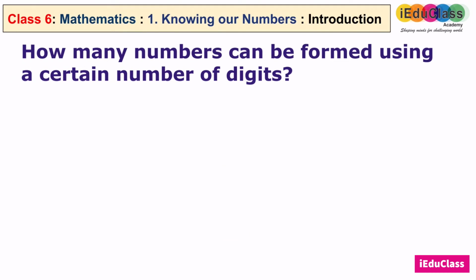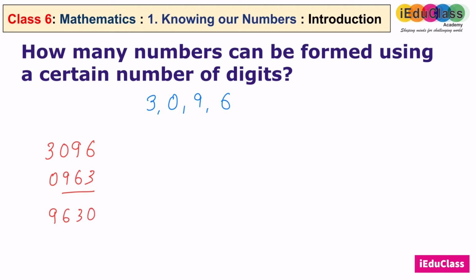The next topic is how many numbers can be formed using a certain number of digits. For example, I'm writing 3, 0, 9, 6. How many numbers can you form? I'll show you. First of all, I can make 3096. Then if I take 0 first, 0 has no value: 0963, that means 963. Then 9630. Then if I want to write 6309, this one is also good.